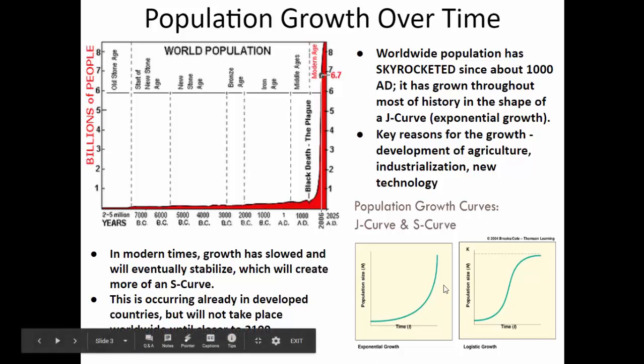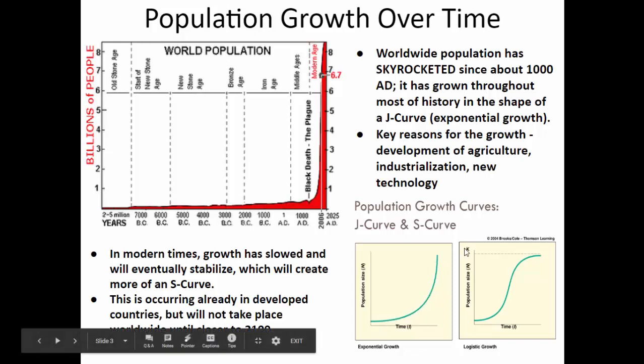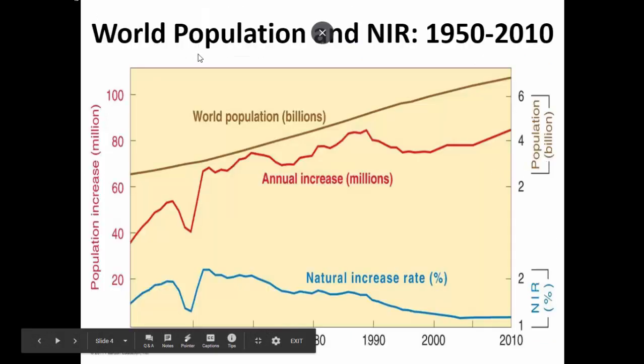All right? This is occurring already in developed countries. We're already seeing the S-curve in developed countries. It's the developing world where the growth is still J, where the growth is still exponential, which means it doesn't appear like it's stopping anytime soon. However, worldwide growth is expected to end by about 2100. So this J-curve is going to eventually turn into that S-curve worldwide, and we expect that to take place around 2100.